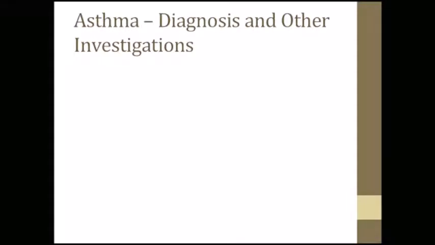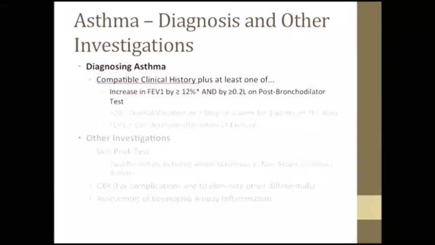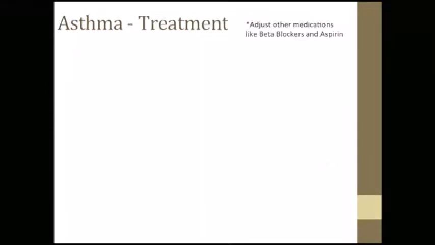Okay, so asthma diagnosis. You need a compatible clinical history plus a positive bronchodilator test. That is more than a 12% increase and more than a 0.2 liter increase. And these are some of the other tests and other ways to diagnose asthma, which you don't need to know. Okay, so asthma treatment-wise, first of all, you do lifestyle.